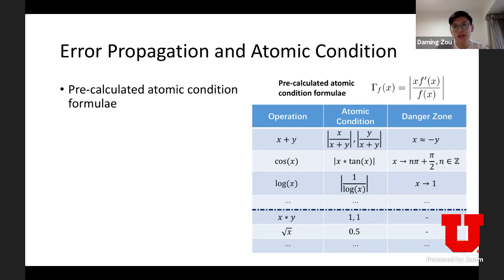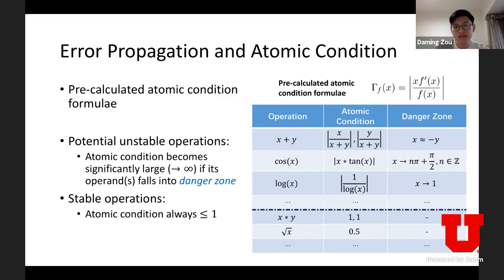And how to calculate atomic condition? Like we have the definition of condition numbers here. It involves a derivative of f(x). And since we define the atomic condition as the condition number on these atomic operations, and their derivatives all have mathematical expressions, we can use pre-calculated formulas to calculate them. Like for cosine x, their atomic condition is x times tangent x, and we don't need any high precision thing to do that. We can directly calculate it with native floating point types.